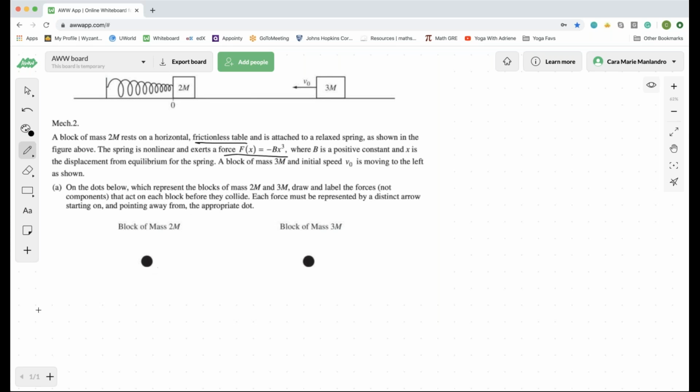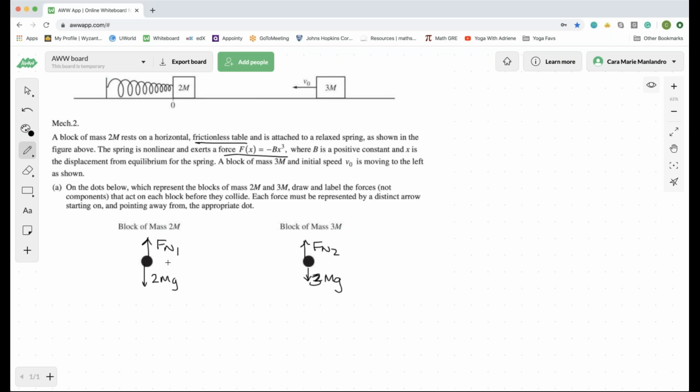And then we want to draw the forces that act on the block before they collide. So before they collide, we want 2mg, and then we have a normal force, and then I have 3mg and a normal force. We would specify those as mg, N1, and N2 there.